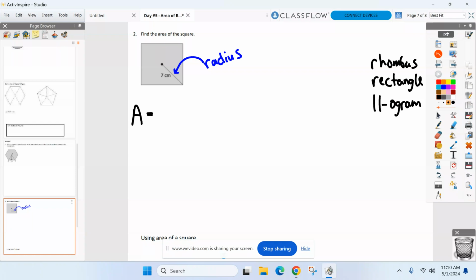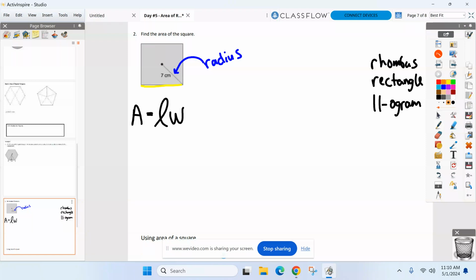So that's what I want you to do in your group right now: you pick which one you want to use and find it. If you choose rhombus, you're going to have to find the diagonal lengths, knowing what you know about a square. If you want to do rectangle and you choose to do length times width, what do you know about the sides of a square again? All the same. So you find one, you know the other one.